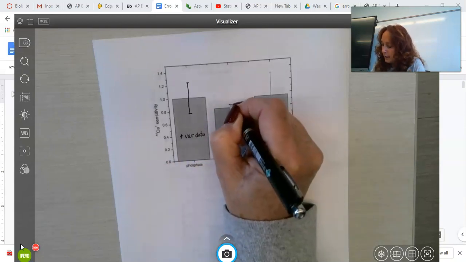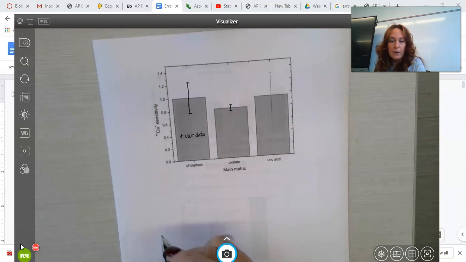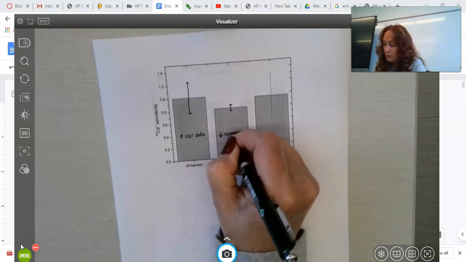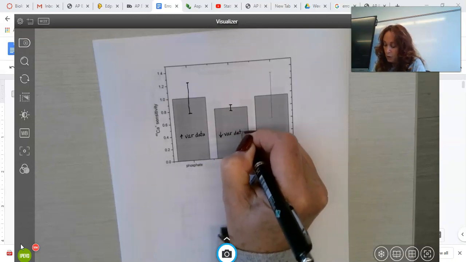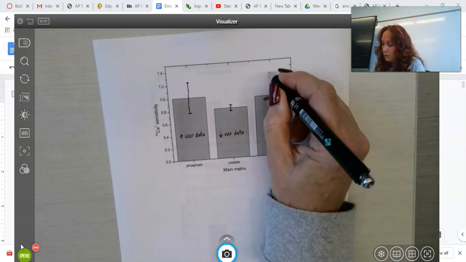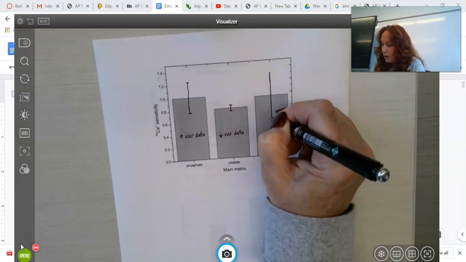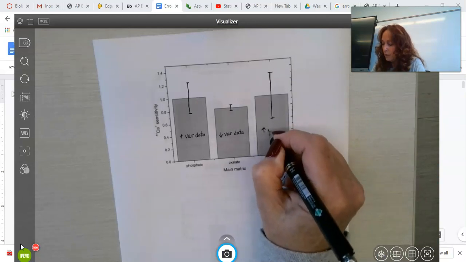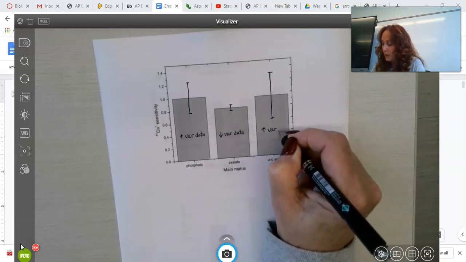Here you've got very small error bars, so you've got low variation in your data. The data you took, all of the data information, is very similar to one another. Here you've got, again, a lot of variation, even more than you had in this first phosphate group.